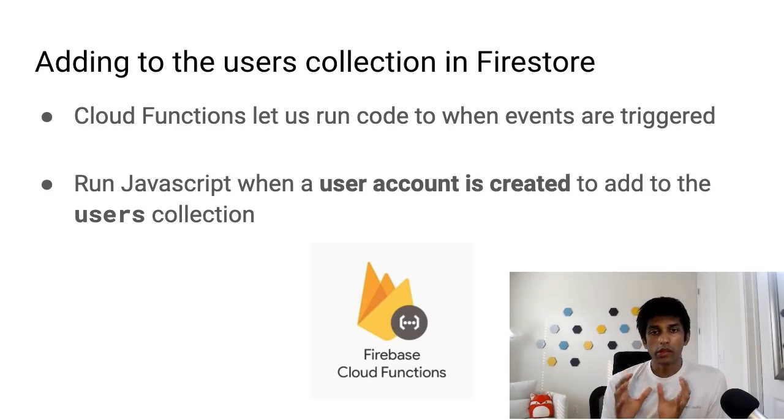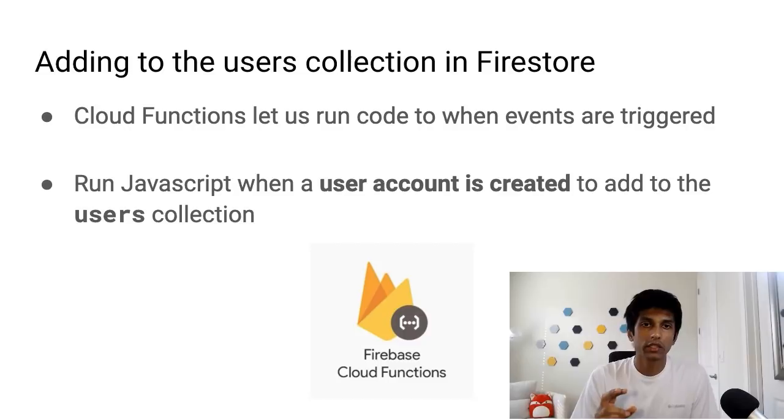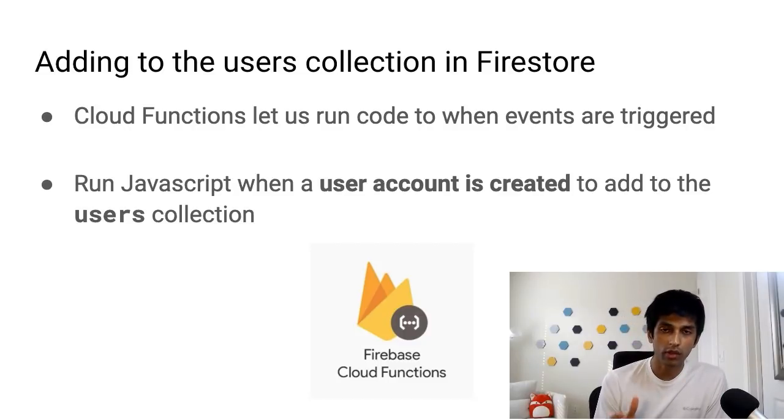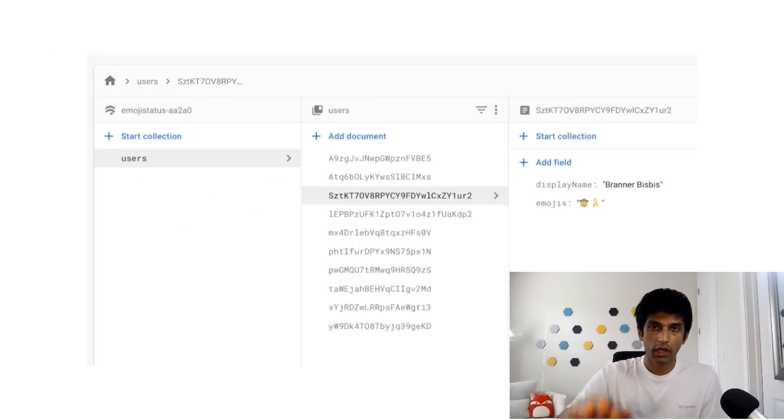And this is where Firebase Cloud Functions comes in. As soon as Firebase Authentication tells us that a new user has been created, we want to trigger a Cloud Function to run to automatically add another document to the users collection. In general, Cloud Functions allow us to run code when certain events are triggered. In our application, we're going to be running some JavaScript code when the user account is created, and that is what is going to be adding to the users collection with some default emoji status, which the user can then update.